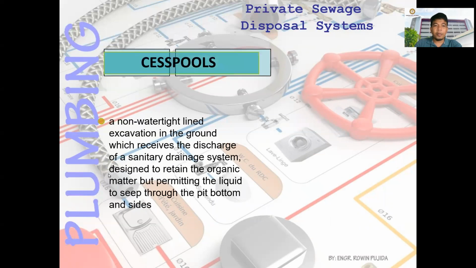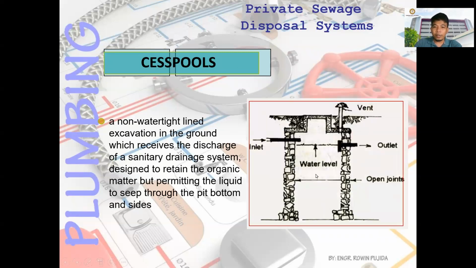So next is cesspool. This is a non-watertight lined excavation in the ground which receives the discharge of a sanitary drainage system designed to retain the organic matter but permit the liquid to seep through the pit bottom and side. So maybe it's just the same with the seepage pit, but for cesspool, you have there a cover. Okay. So this is an example of a cesspool. So it permits water to seep through bottom and the sides.